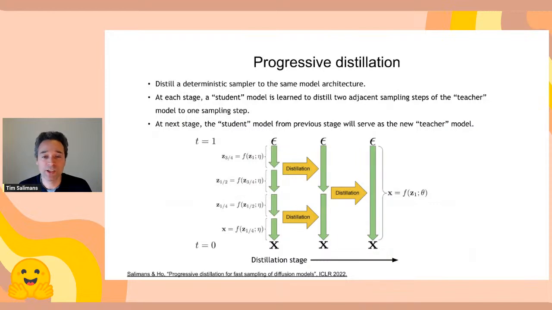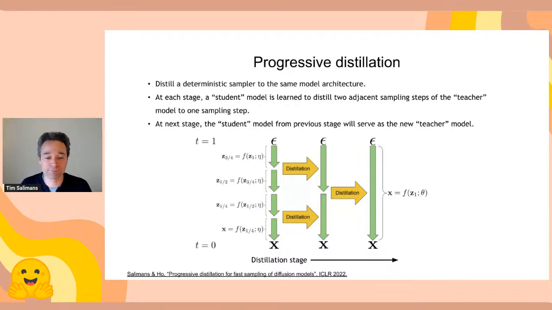In order to do this efficiently, we propose an algorithm called progressive distillation, where we apply this distillation in multiple stages. At each stage, we take a student model that is warm started from a teacher model just by making a copy. It learns to imitate the teacher model, but it uses half as many sampling steps. So what that looks like is something like this.